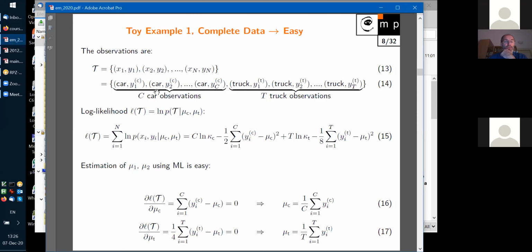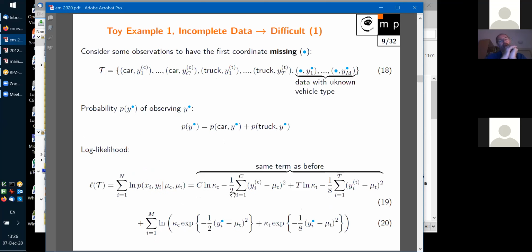Estimate the mean length of cars, estimate the mean length of trucks, and when you take the derivative with respect to the mean of cars, only the car part will stay. It's irrelevant what measurements you make about trucks, and you will get the answer that we already know, that the maximum likelihood estimate is the mean for the truck and car classes. Fine. Now it starts getting interesting.